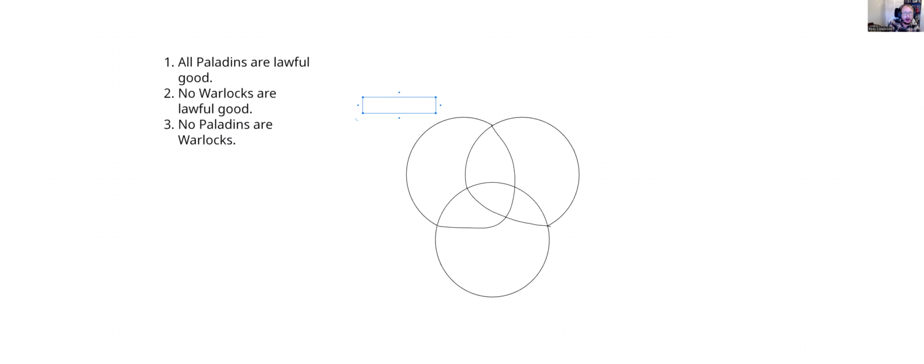So the first step here is to identify the conclusion, which I've put in the third claim here. This is the conclusion. No paladins are warlocks. So the second step is to identify the number of categories in the argument. So the first category here is paladins. The second category is things that are lawful good. And the third category is warlocks.